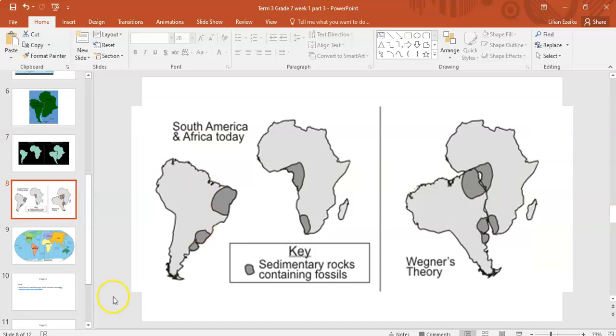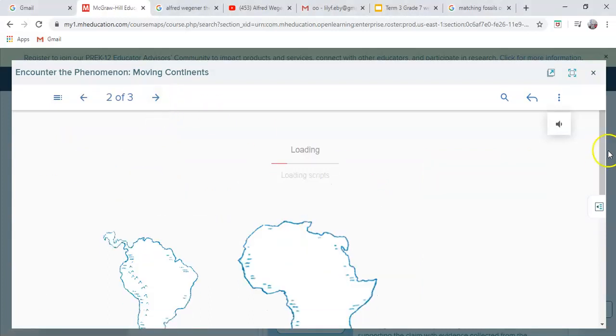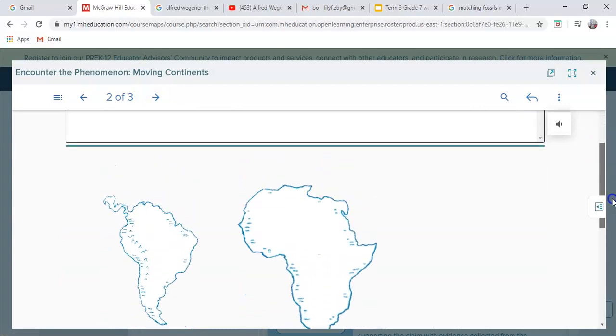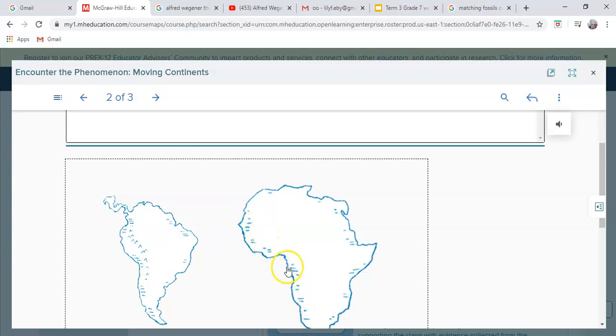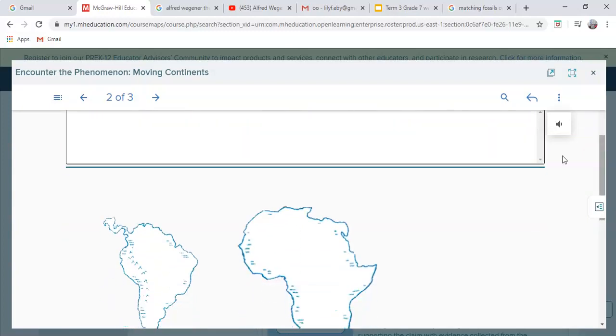If you go to the book, let's go to the science book, in page number 6. Now in page number 6 and page number 7, you will see, why do South America and Africa have matching coastlines? This is the question we have there, and this is what I've explained in the slide. Scientists have proved that the rocks along this edge and the rocks in this edge have very, very high level of similarities. We can see also the shape, the fitting.